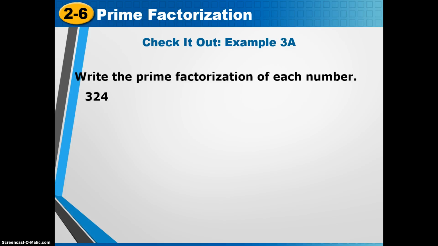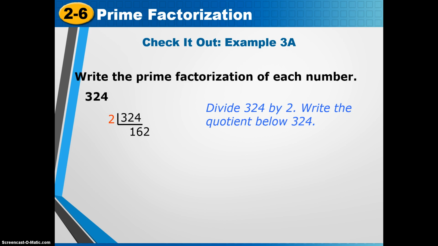Let's look at 324. Not an obvious number to work with, but since it is even, I certainly know it's divisible by 2, and I'm just going to keep chipping away by dividing 2 as long as I can, and then we'll go from there. So let's divide by 2. If you divide by 2, you get 162.